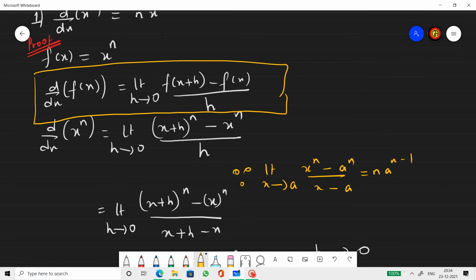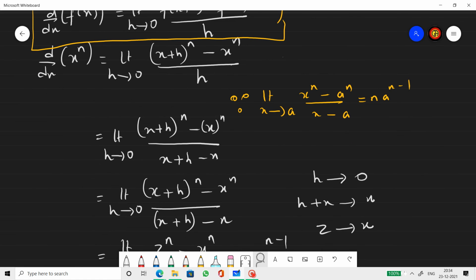Now, derivative of f of x, meaning derivative of x power n. f of x is x power n, so f of x plus h will be x plus h to the power of n, and f of x is x to the power of n, by h as it is. Now, when you see this, it is in the standard limit form of limit x tending to a, x power n minus a power n by x minus a. But then we need to work a little bit on this in order to change it to exactly that form.